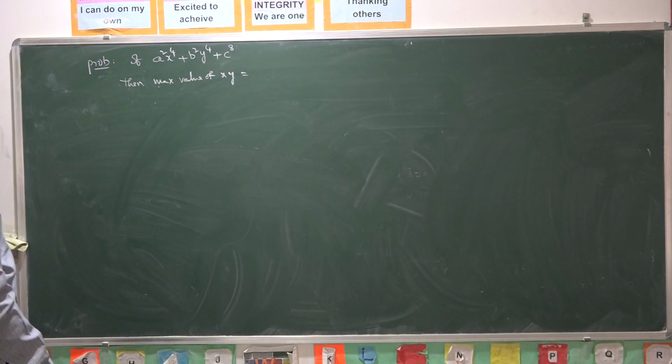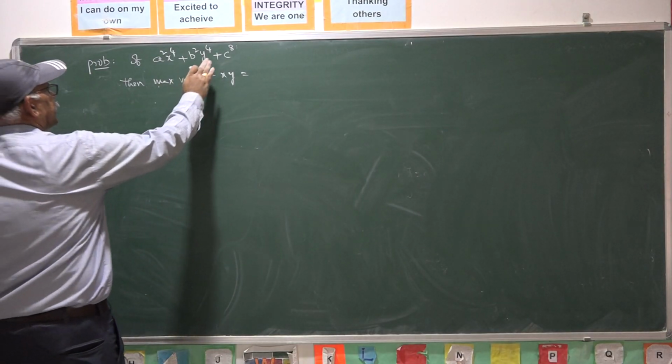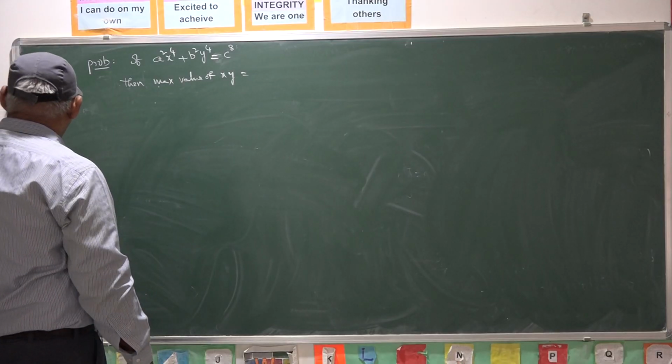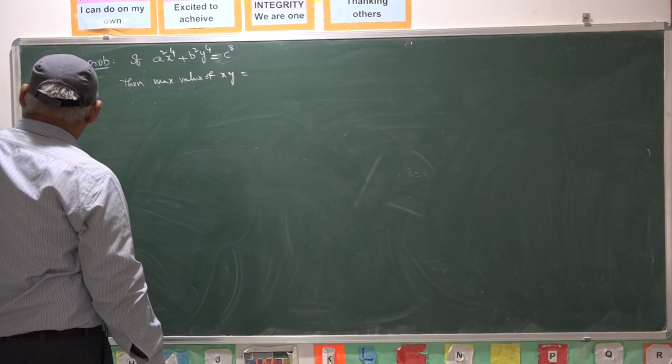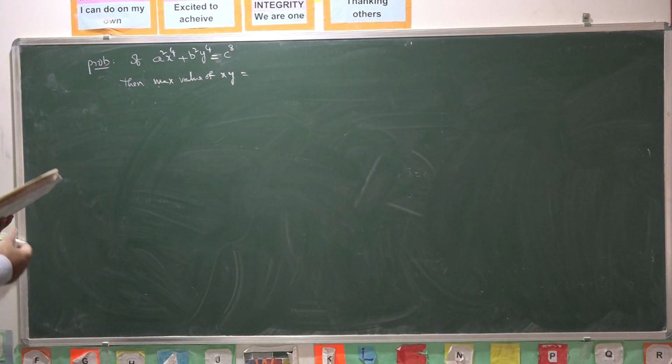Here a square x power 4 plus b square y power 4 is equal to, not plus, equal to c power 8. Then the maximum value of xy equals?